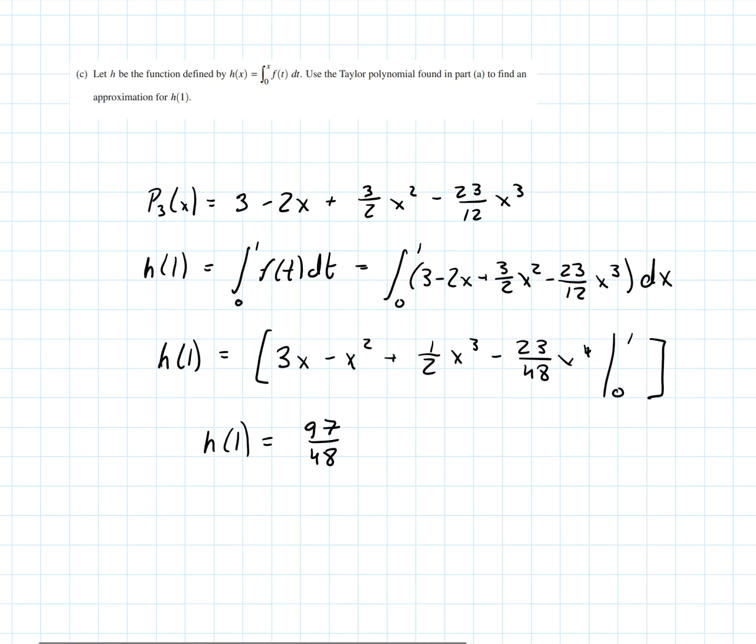I skipped some of the basic algebra, but you have to combine a number of fractions. And I made a mistake, and this is actually an approximation, so we should say that h of 1 is approximately equal to 97 over 48.